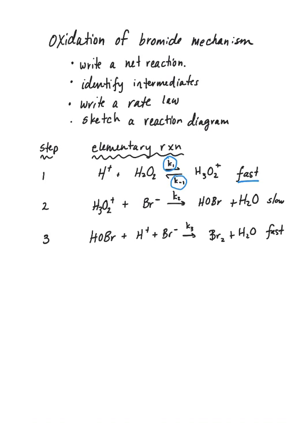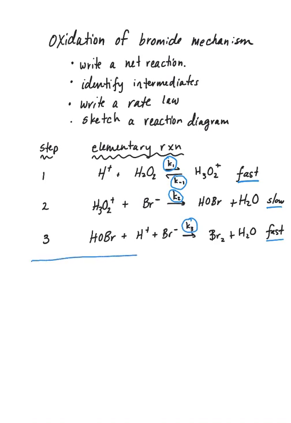In the second elementary step, which is slow, this product, H3O2 plus, reacts with bromide ion in solution to form HOBr and H2O. This process in one direction is represented by the rate constant K2. In elementary step number 3, which is fast, HOBr goes on to react with excess hydrogen cations and bromide anions to form molecular bromine and H2O. This is a single-step reaction represented by K3.